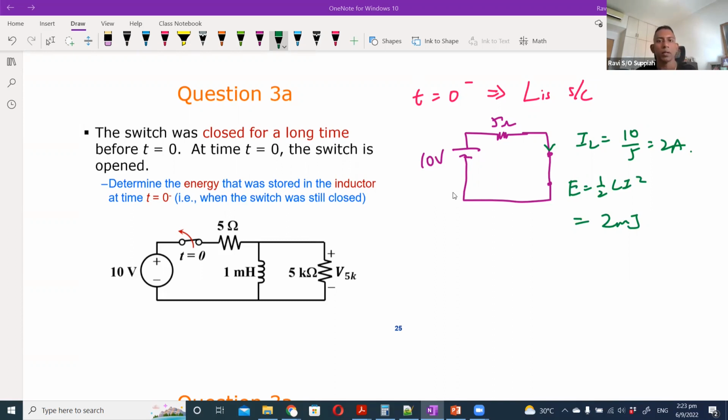Is it possible to apply Thevenin's analysis across inductors or capacitors? Yes, across inductors or capacitors, you can still derive the Thevenin equivalent.